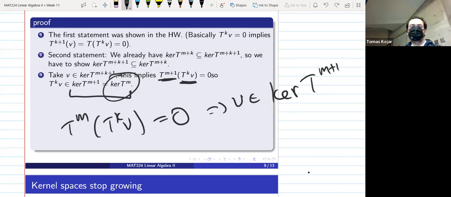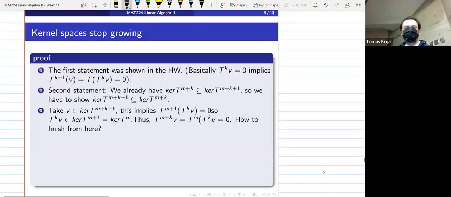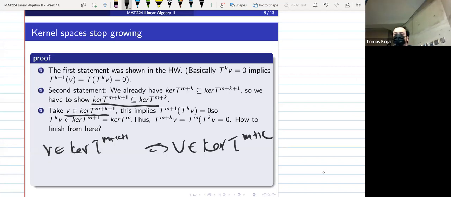I need a parenthesis. So the way you finish from here is we just showed that V in this kernel implies V in the kernel of T^(m+k), which is exactly this thing. Okay? So they're all equal. Any questions?